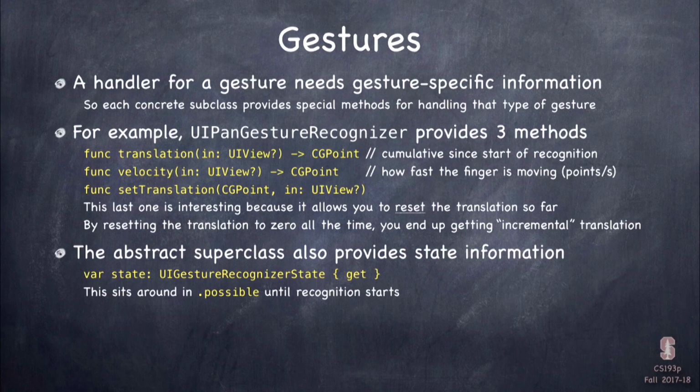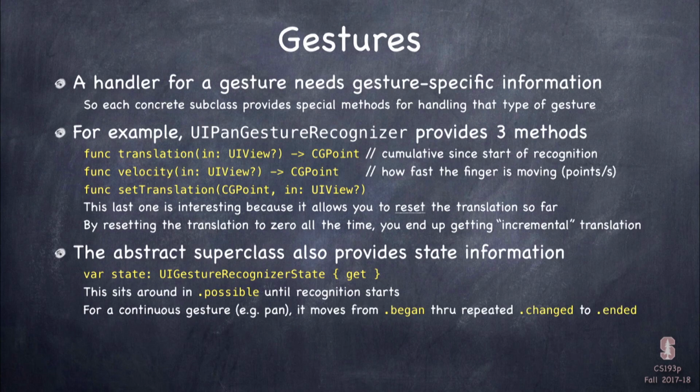Now the abstract superclass, UI gesture recognizer, also has a very important var called state. So this whole gesture recognizer thing is a state machine, and this state var represents that. So as soon as a gesture becomes possible, like a pan, probably a finger touches down, now it's possible, and then it moves into the began state. Okay, so this pan has begun. And then as the finger moves, it stays in the changed state, moving from the changed state to the changed state over and over.